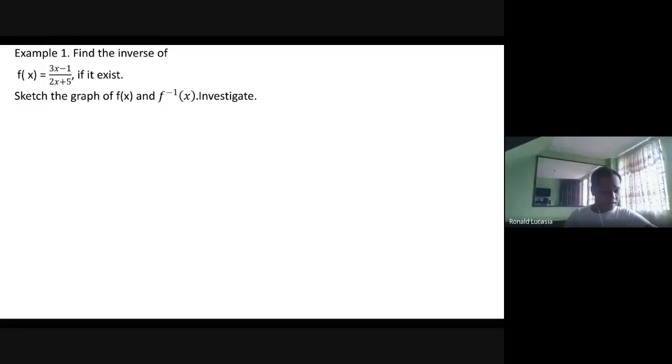Sir, John Mark, 2x po ba yung nasa top po ng, nasa numerator po? 3x minus 1 over 2x plus 5. Okay po, sir.